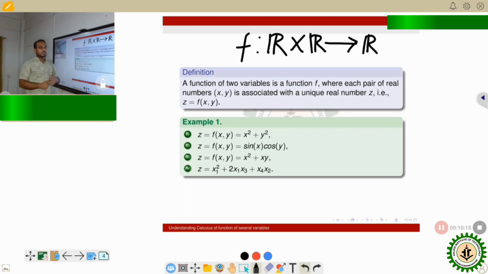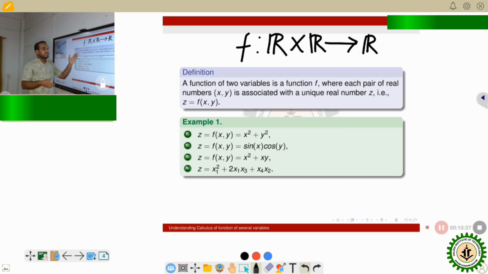So what is a function of several variables? It is a real valued function applied on a pair of real numbers. That pair of real numbers is x and y, where x is from R and y is also from R, and the output is also a real number. So for the two variable case, it is a real valued function from R cross R to R.